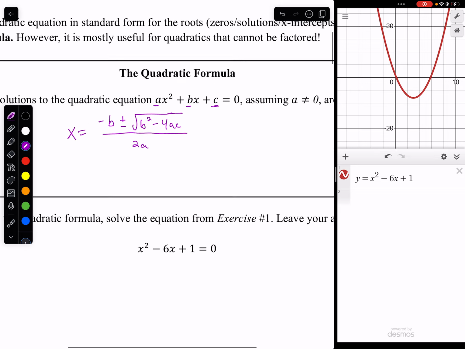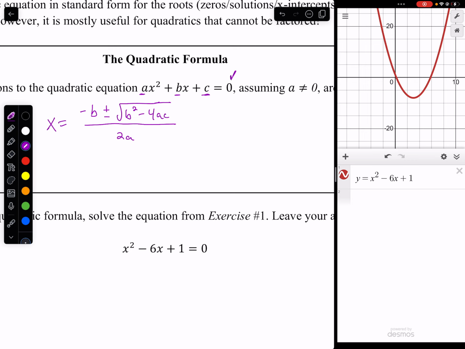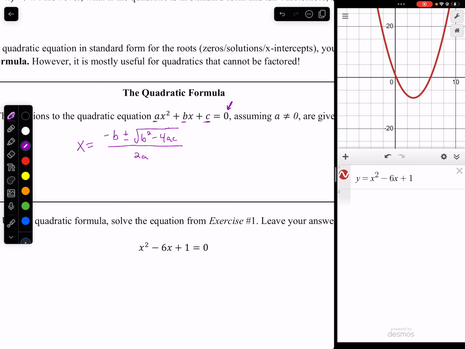So if you have a quadratic equaling 0, that's the key, standard form equaling 0, you can use this formula to find the x's that make the y equal to 0. And on a graph, that would be the x's of the x-intercepts.